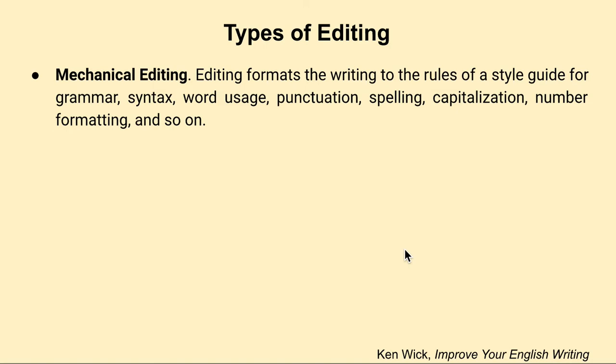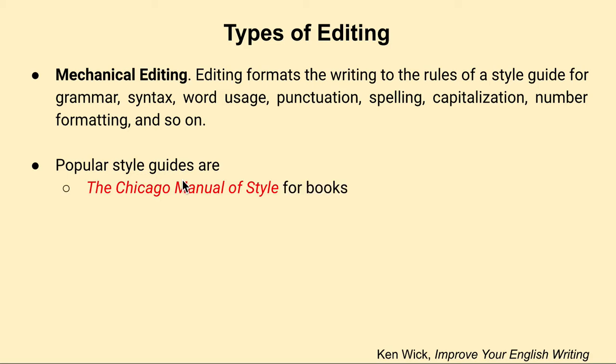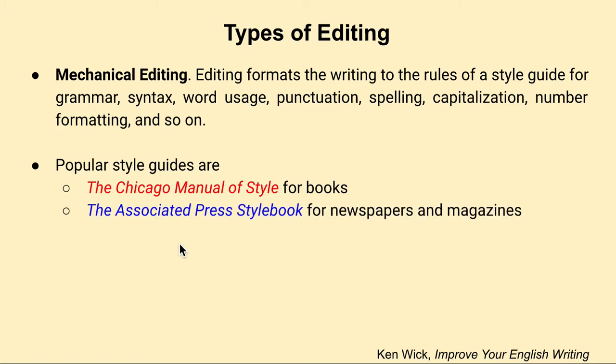And then there's mechanical editing. This editing formats the writing to the rules of a style guide for grammar, syntax, word usage, punctuation, spelling, capitalization, number formatting, and so on. And where you get those rules are from style guides. The popular style guides are the Chicago Manual of Style for books, the Associated Press Stylebook for newspapers and magazines, and the Gregg Reference Manual for business.